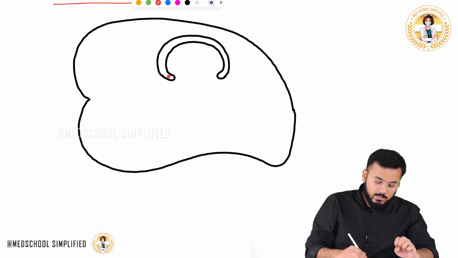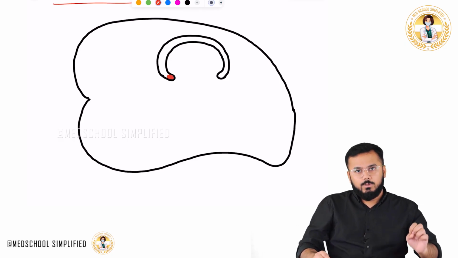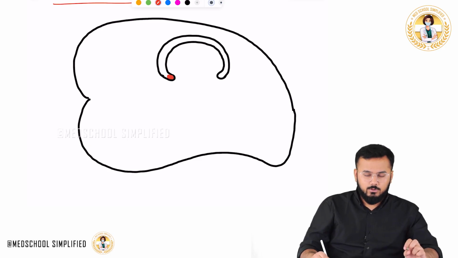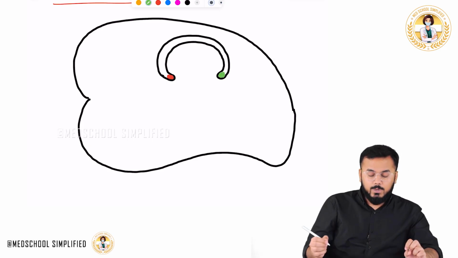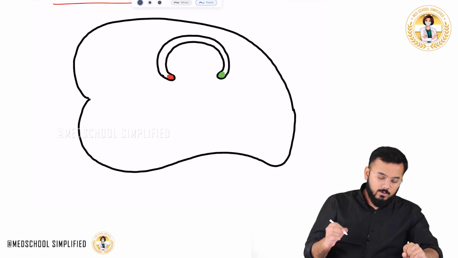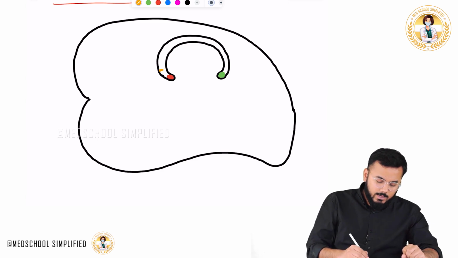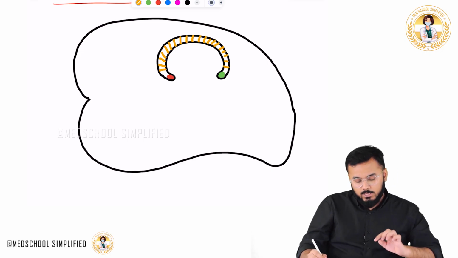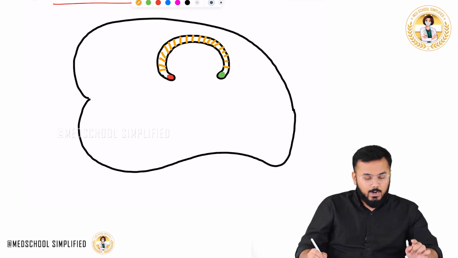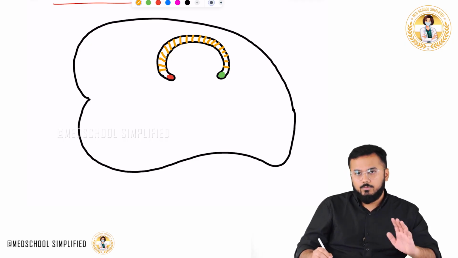Now, this red colored part which you can see in the corpus callosum is called the genu of the corpus callosum. G-E-N-U, genu of corpus callosum. Next, this part which you can see over here is called the splenium of the corpus callosum. After that, this structure which you can see over here is called the body or the trunk of the corpus callosum. So one is the red colored part, the genu, then you have the body, and the last one is the splenium of the corpus callosum.